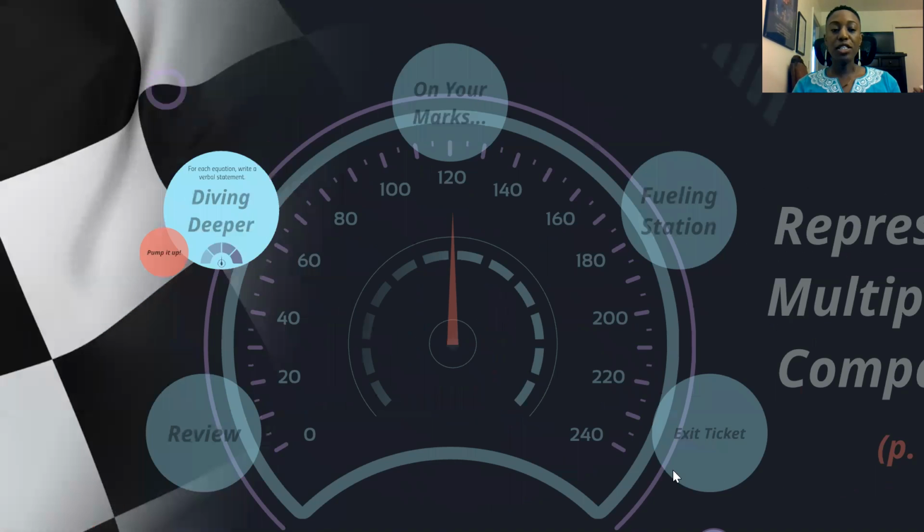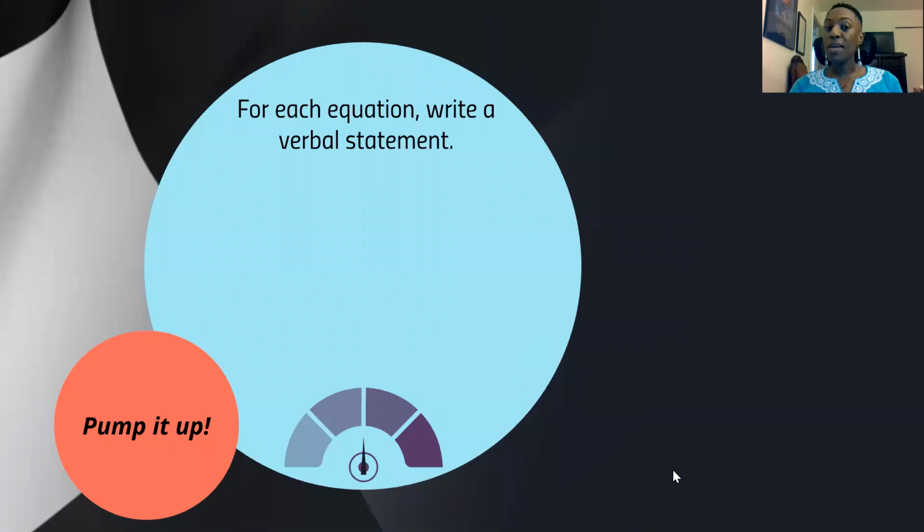So right now we're going to go ahead and practice a little bit of how do we draw models, or even how do we write a verbal statement when we are given an equation. So for each equation, write a verbal statement. Grab your marble notebook because this is a great place to write it. Write your verbal statement. Here's our next example. Write your verbal statement. Last example, write your verbal statement.